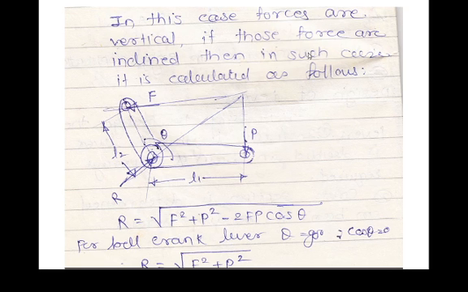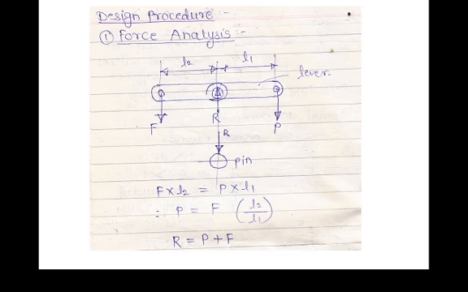Now if it is a bell crank lever, where the forces are not vertical but inclined, in such cases R is calculated as R is equal to the square root of F square plus P square minus 2FP into cos theta. For the bell crank lever, the angle theta will be 90 degrees. Therefore R will be equal to the square root of F square plus P square. Then what type of force analysis is there?